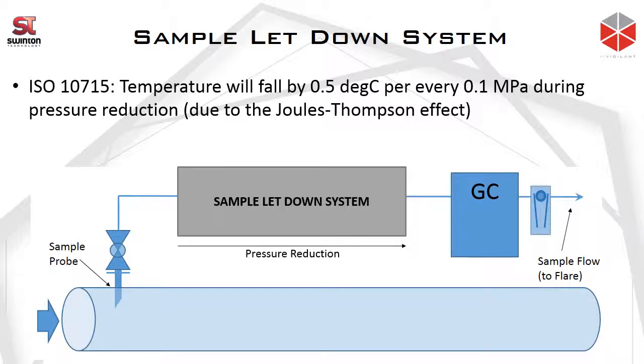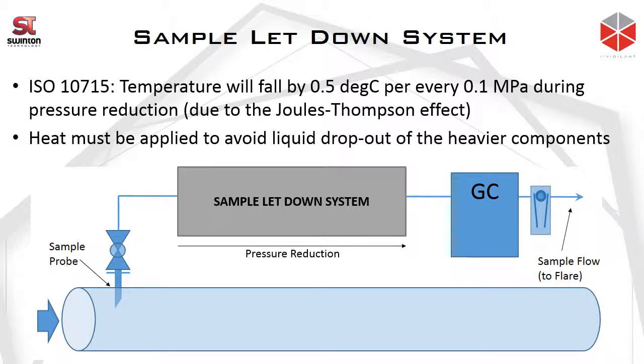In the ISO 10715 standard, it states that the temperature will fall by half a degree C for every 0.1 megapascal during the pressure reduction, and this is due to the Joule-Thomson effect. So this can be quite a significant fall in temperature when you're talking about reducing the pressure by up to, say, 100 bar. Therefore, we must apply heat to avoid liquid dropout of the heavier components.